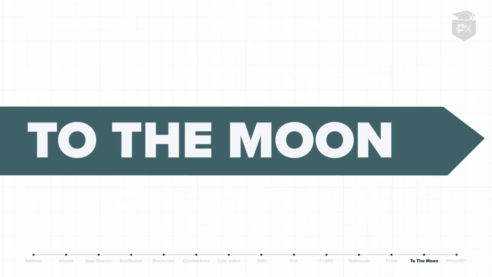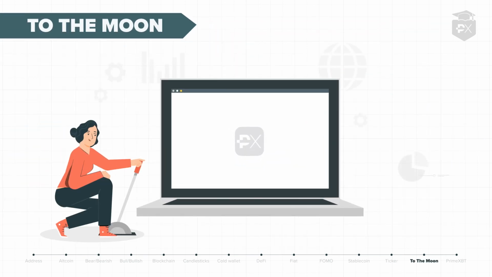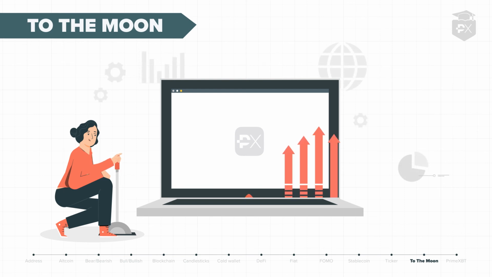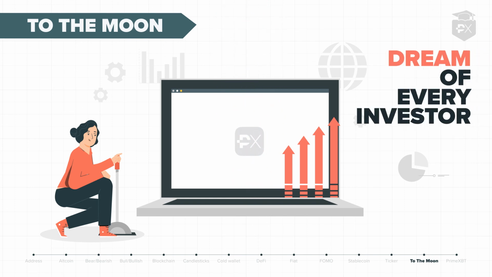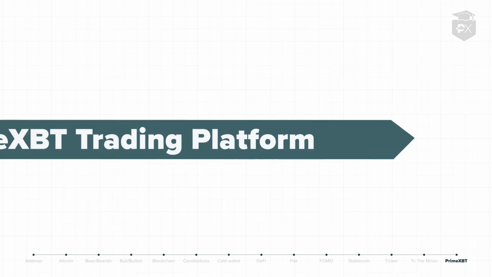To the moon. An expression which refers to a situation when a digital asset rises in price significantly in a short period of time. It's also a dream of every investor who bought a barely known altcoin and dreams it will become the next big thing.